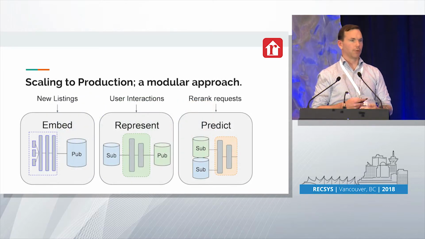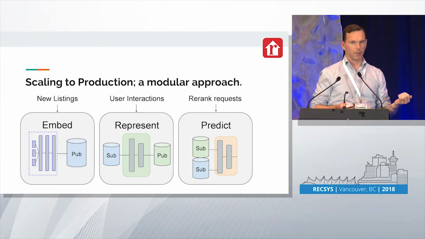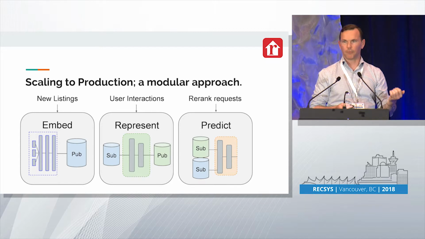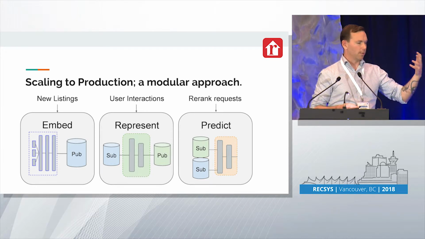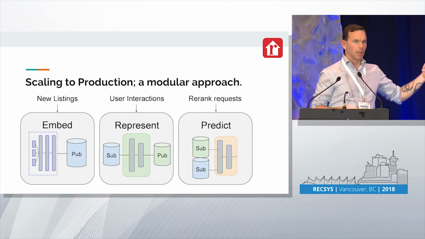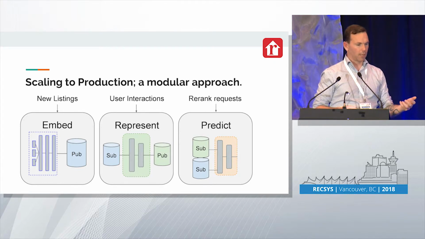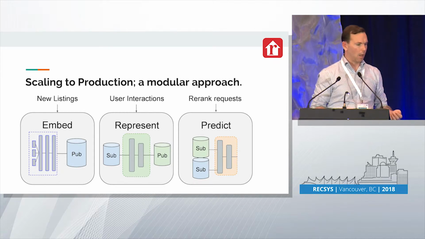In terms of production, we've got a system where there are new listings coming in, there are user interactions coming in, and there are these re-rank requests coming in from our system. And we're trying to deal with each of these in parallel, so we've broken these up into independent systems. We have an embedding system whose whole job is to take in new listings or listing updates, generate those listing representations, and through a pub-sub or a replication model, get that data to the model serving or model inference machines.